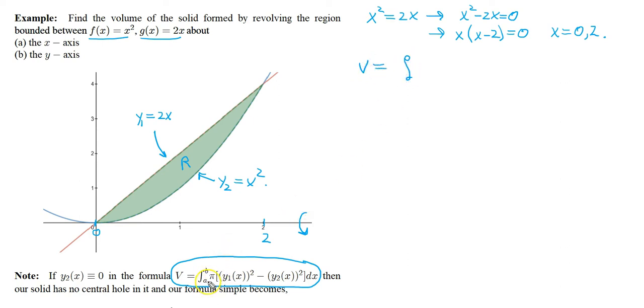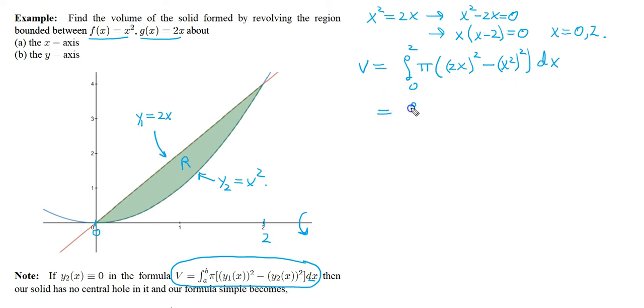now the a is going to be 0, the b is going to be 2. Now y1 is the upper curve, so that's 2x. Notice we need to write it in terms of x, because that's what we're going to integrate with respect to. And y2 is the lower curve, so that's going to be x squared, squared. And there we go, that's what we need to evaluate.